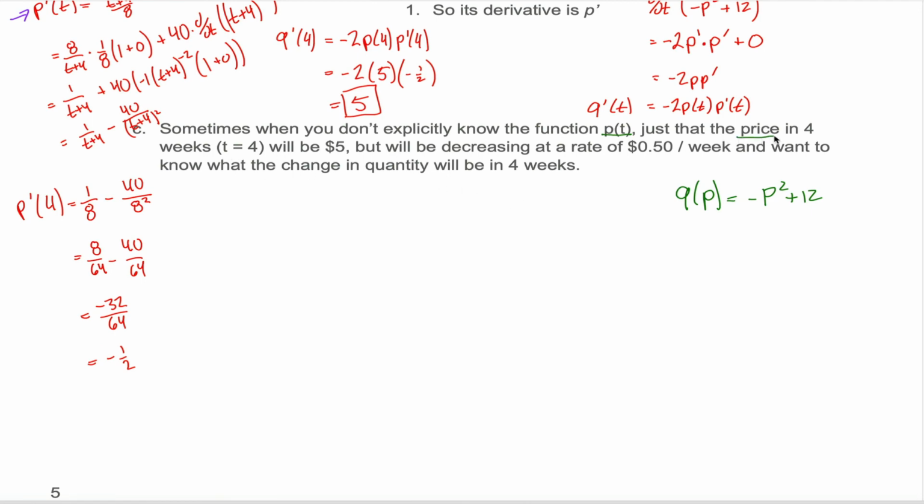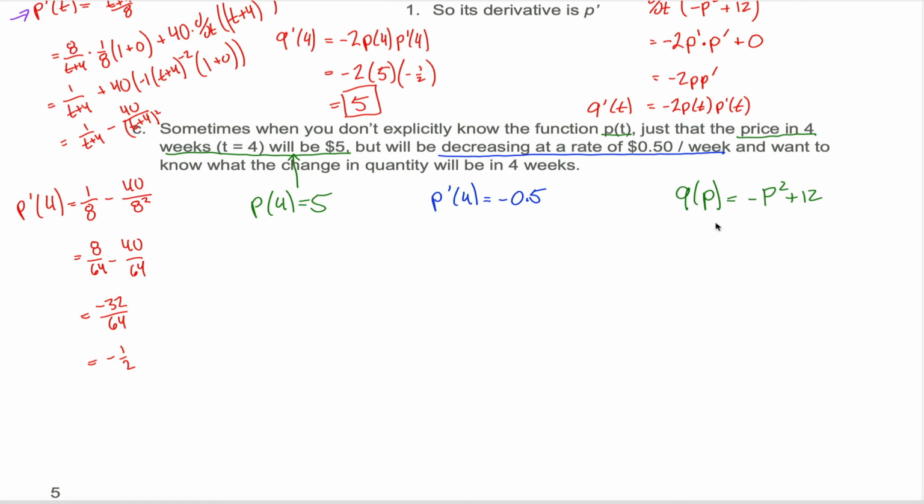We're told that the price in 4 weeks will be $5. In other words, p of 4 is equal to 5. And we're also told that the rate at which the price is changing, so you're thinking derivatives, will be decreasing at a rate of 50 cents per week at that time. So p prime of 4 is equal to negative, because it's decreasing, 50 cents, or 0.5. We don't know p of t, but we know p of 4 and p prime of 4.